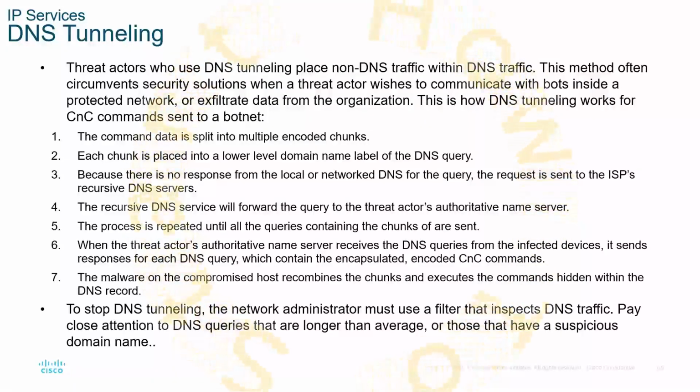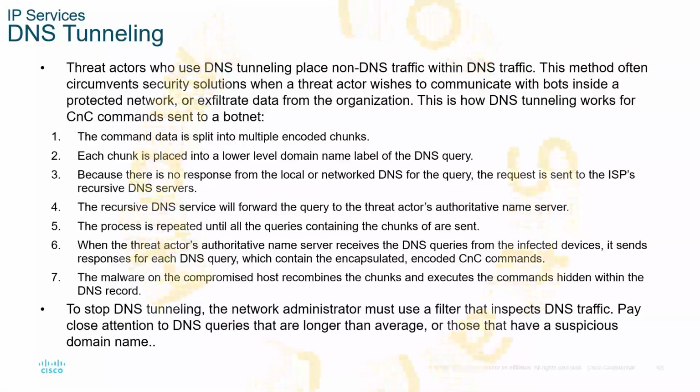Tunneling is where the threat actor will use DNS tunneling, and they'll place non-DNS traffic within the DNS traffic to obfuscate the data flow. When a security appliance sees things on port 53, they assume, oh, DNS traffic, but that doesn't necessarily mean it really is. There is a way to tunnel traffic through this DNS platform. So, an example might be a CNC server sending commands to a botnet.